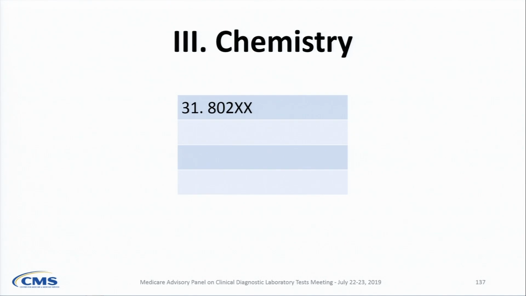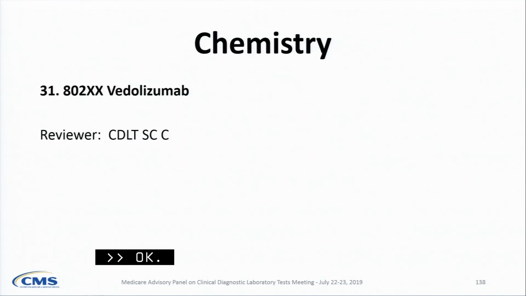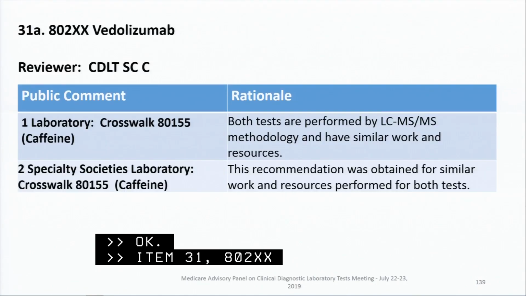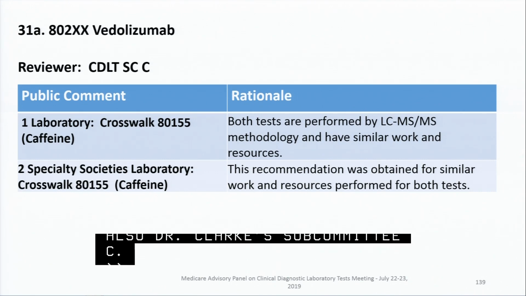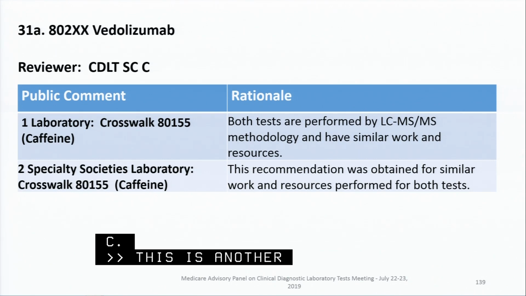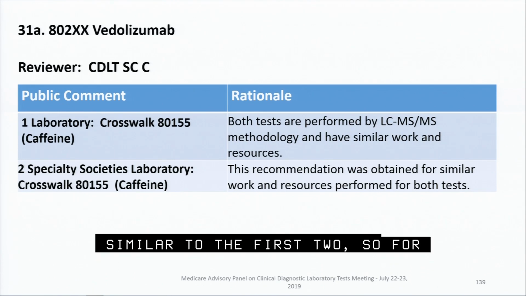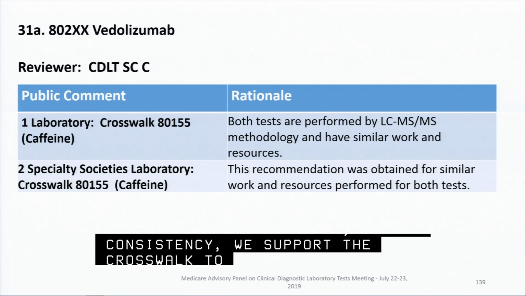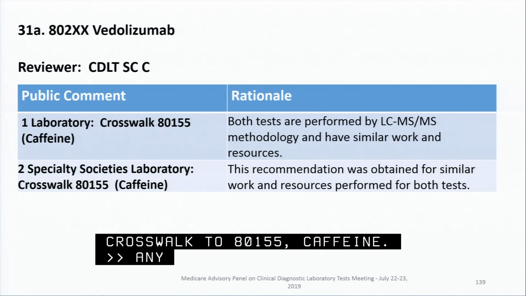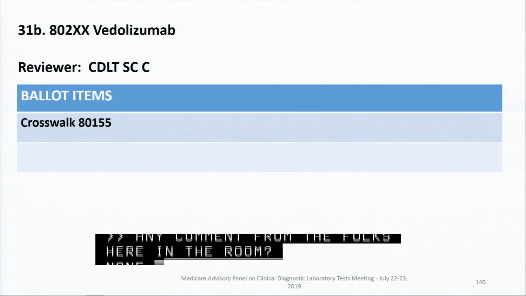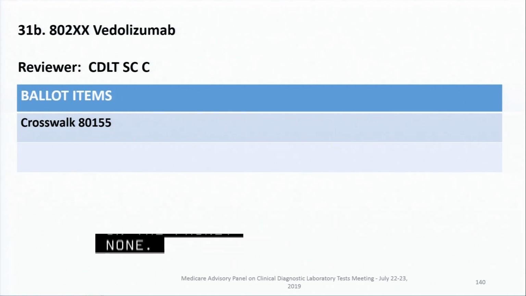So item 31, 802XX, I believe it's pronounced vedolizumab, also of Dr. Clark, Subcommittee C. So this is another therapeutic antibody similar to the first two, and so for consistency, we supported the crosswalk to 80155 caffeine. Any comments from the folks here in the room? None. And on the phone? None. So for 802XX vedolizumab, crosswalk 80155 or gap fill?